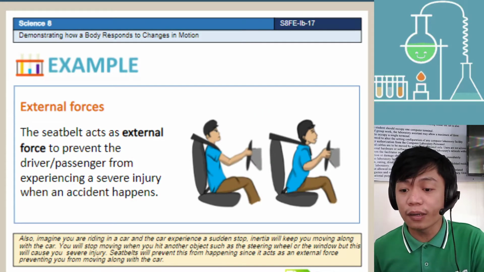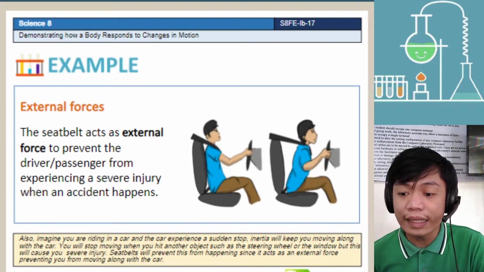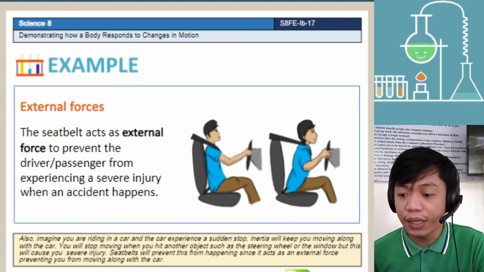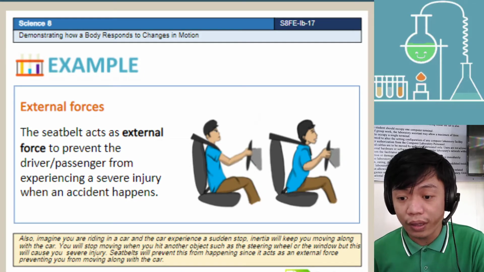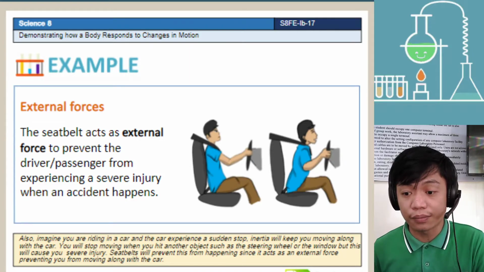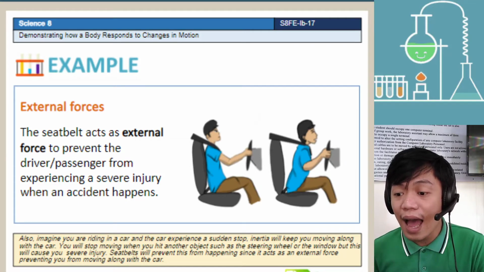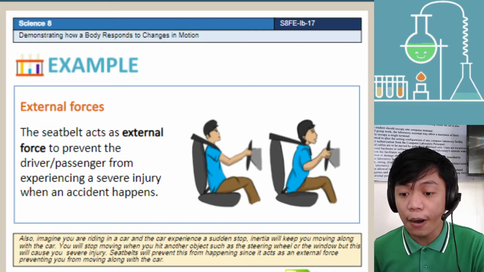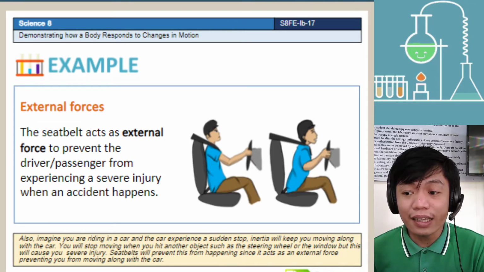So another example is presented. Okay, imagine you are riding in a car and the car experiences a sudden stop. Inertia will keep you moving along with the car. You will stop moving when you hit another object, such as a steering wheel or the window, but this will cause severe injury. A seatbelt will prevent this from happening, since it acts as an external force preventing you from moving along with the car. So, that's it.